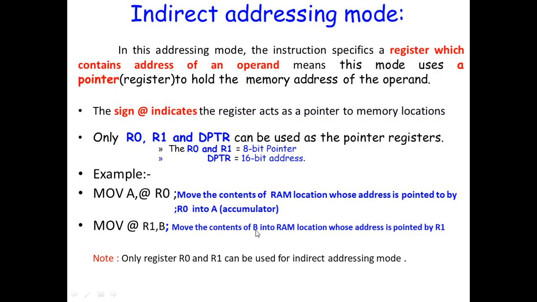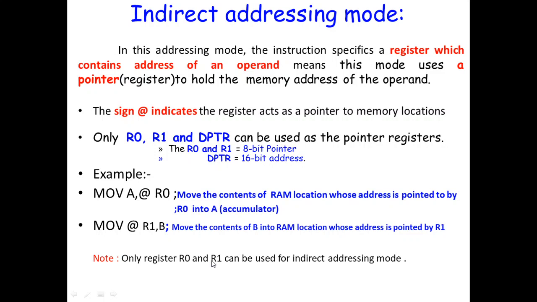We want to transfer data from the B register into the memory location which is pointed by R1, and that's why we write MOV @R1, B, meaning data from B is passed to the memory location which is pointed by R1. Agree with this? I want to transfer data from B into the memory location, and that's why B is the source and @R1 is the destination.